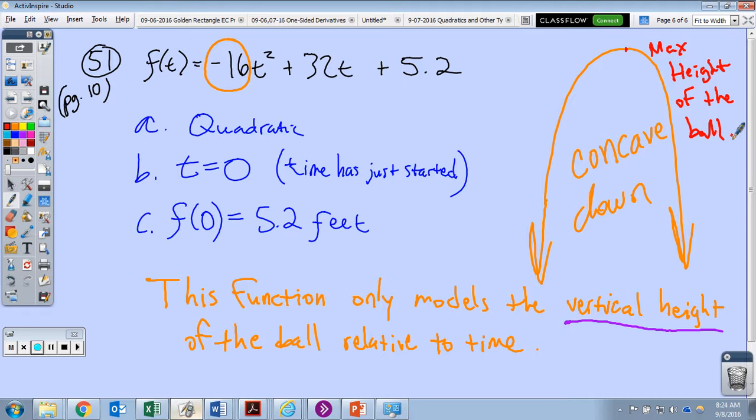Now, if you're out in space, it could very easily be a straight line, and the ball just keeps moving in deep space, and keeps going and going. There's no gravity out in deep space. That could very easily be a linear model, but not here. When we deal with gravity, we're always going to be dealing with these quadratic models, which makes sense. All right.